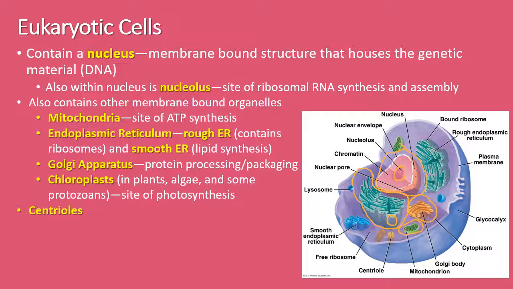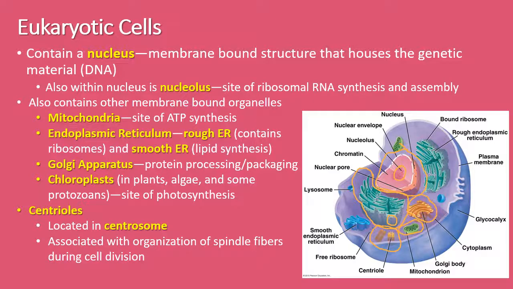The centrioles are pictured here in the cell. And these are very important for the construction of the spindle apparatus, which we will talk about shortly. It's located in a region of the cell called the centrosome, and so it's very important for cell division. And also the centrioles are composed of microtubules, which are made of the protein tubulin.